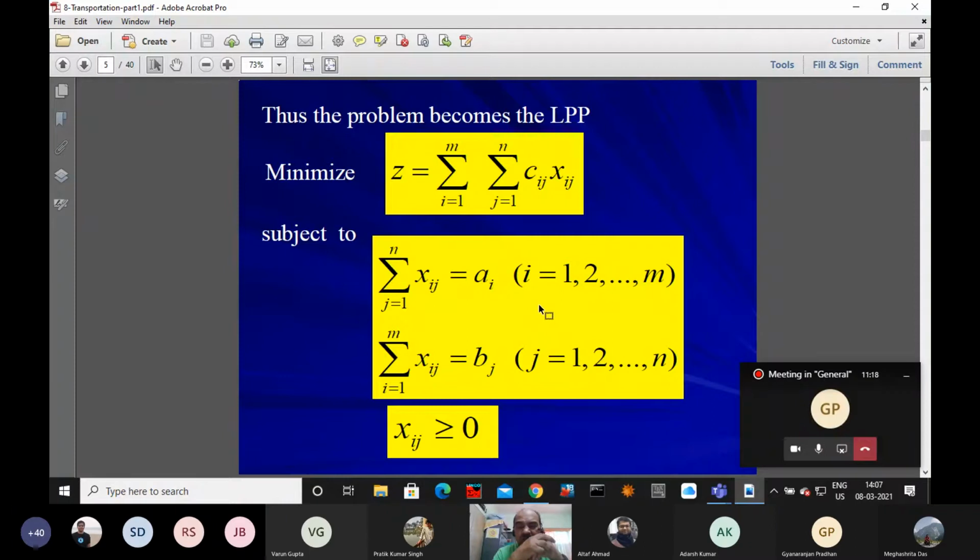If this problem is a balanced one, we say summation over ai, i varies from 1 to m, equals summation over bj, j varies from 1 to n. And all the decision variables Xij, there are m times n decision variables, are non-negative.